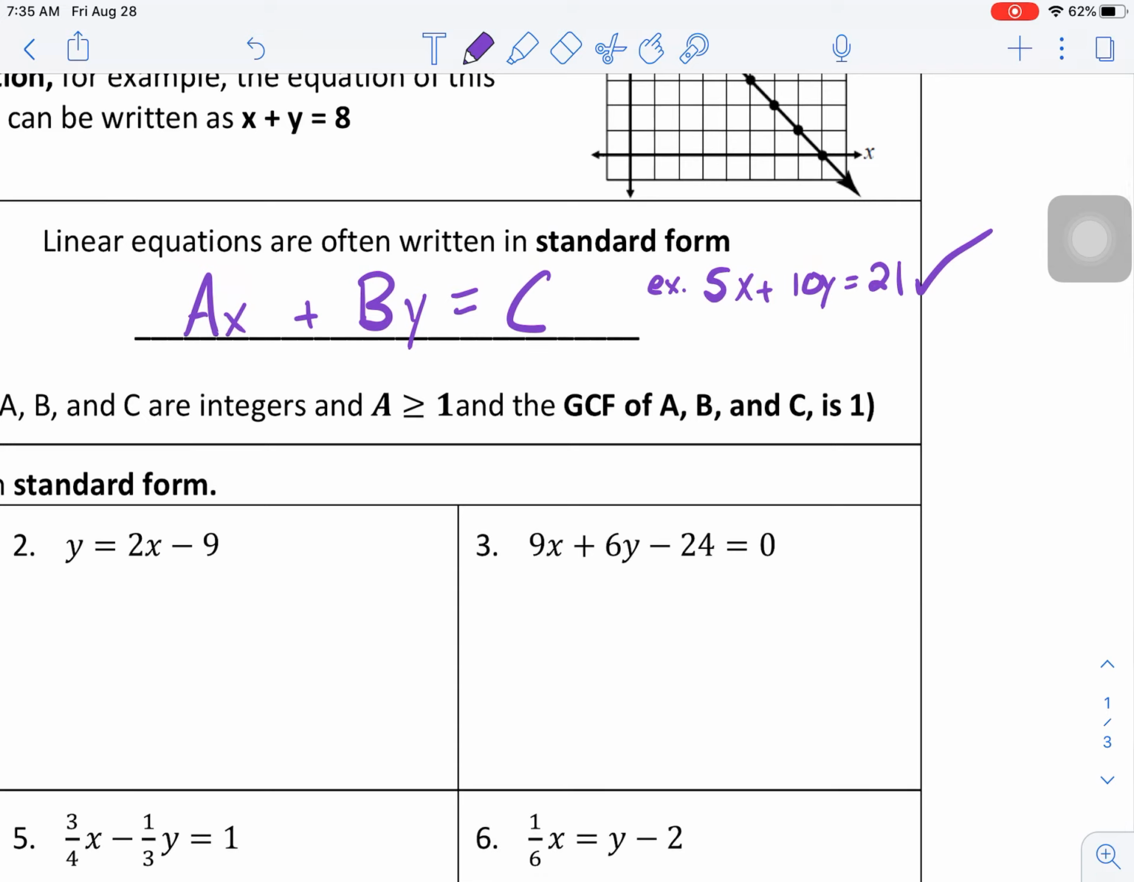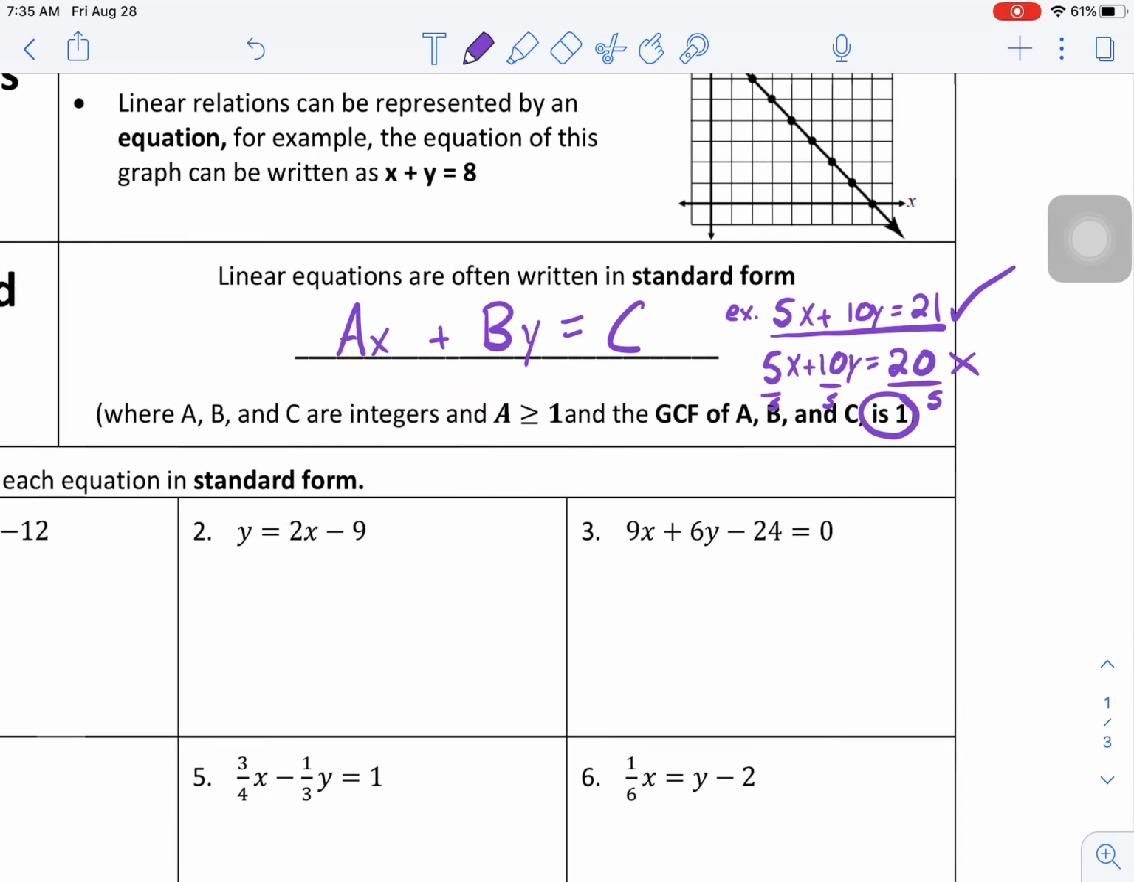An example of not standard form linear equation would be this. 5x plus 10y is equal to 20. Why is this not a good example of standard form? Because the greatest common factor of all of these things is not 1. So you could divide 5 out of every single one of these. So therefore, it's not in standard form. Okay, so standard form has to have a greatest common factor of 1.